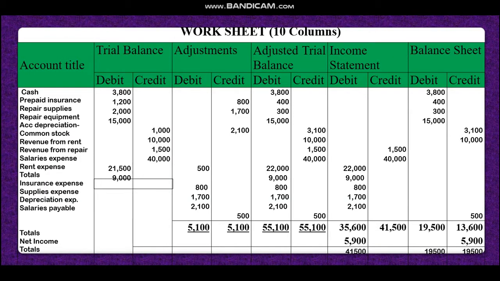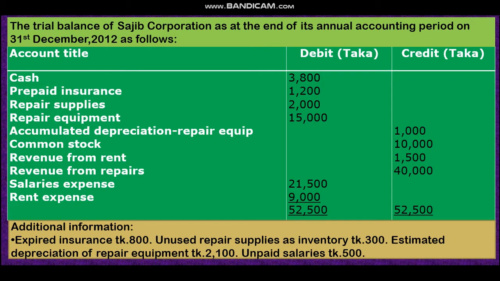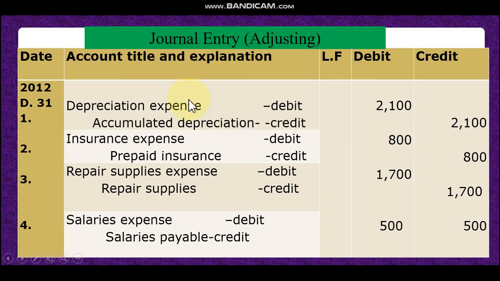And our next transaction is estimated depreciation of repair equipment 2100. This is a very easy one. All of you know that the journal is depreciation expense debit, accumulated depreciation credit. It is 2100.